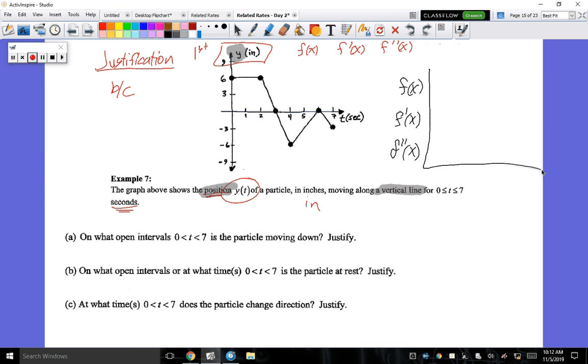This table is very, very helpful and important because we want to see if f prime is positive, then f of x is increasing. If f prime is negative, then f of x is decreasing. And if f prime is 0, then it's neither increasing nor decreasing, and most likely it's either a constant straight horizontal line or a piece of one, or it could be a relative max or a min. Okay?